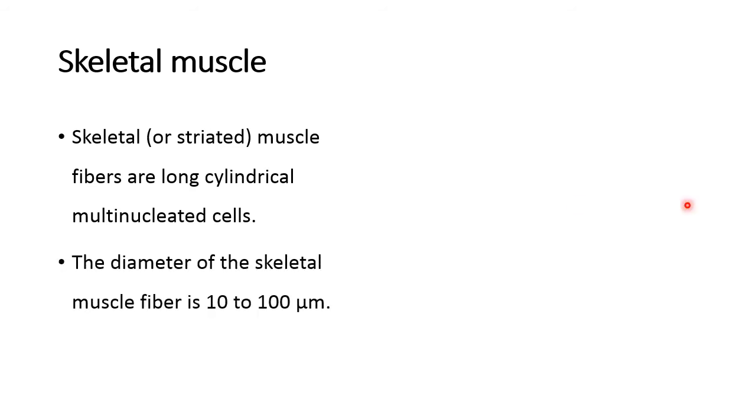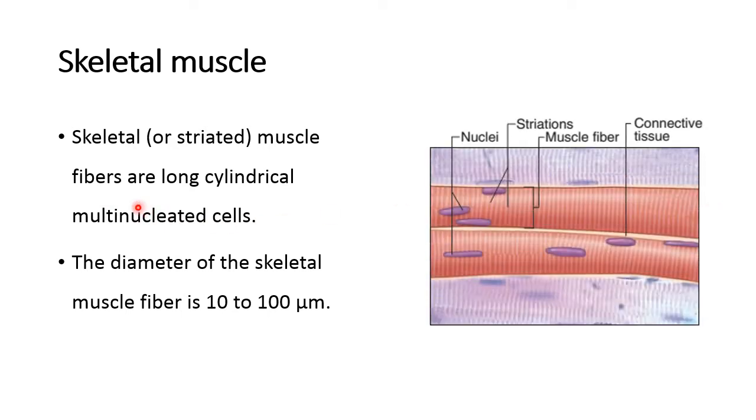The skeletal muscle fibers are long, cylindrical, multinucleated cells, and the diameter of the skeletal muscle fiber is about 10 to 100 micrometers. As we see in this image on the right side, this is the skeletal muscle fiber, and we notice that it's long, cylindrical, and multinucleated. We have multiple nuclei in each skeletal muscle fiber. And we notice the striations.